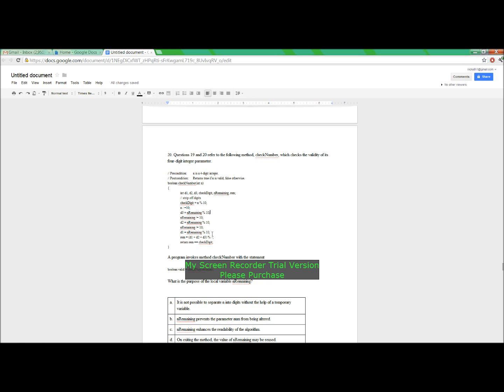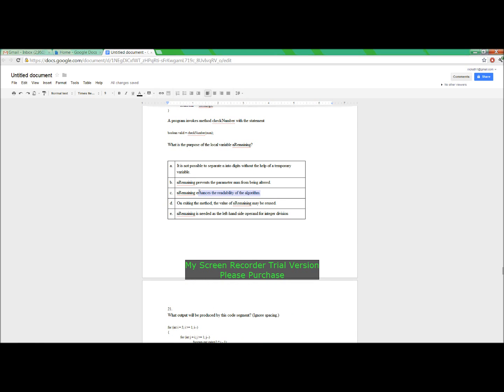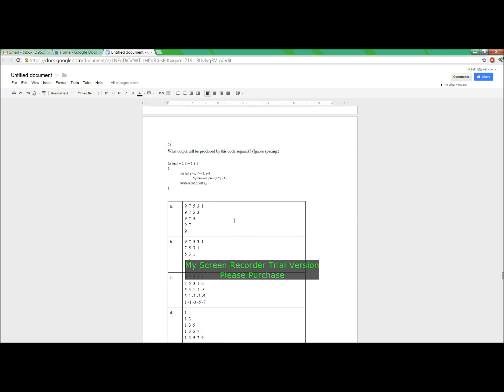And then, yeah, so you just replace nRemaining with n in all of these, and you'd be golden. It just makes it easier to read, the readability. So your answer is C.